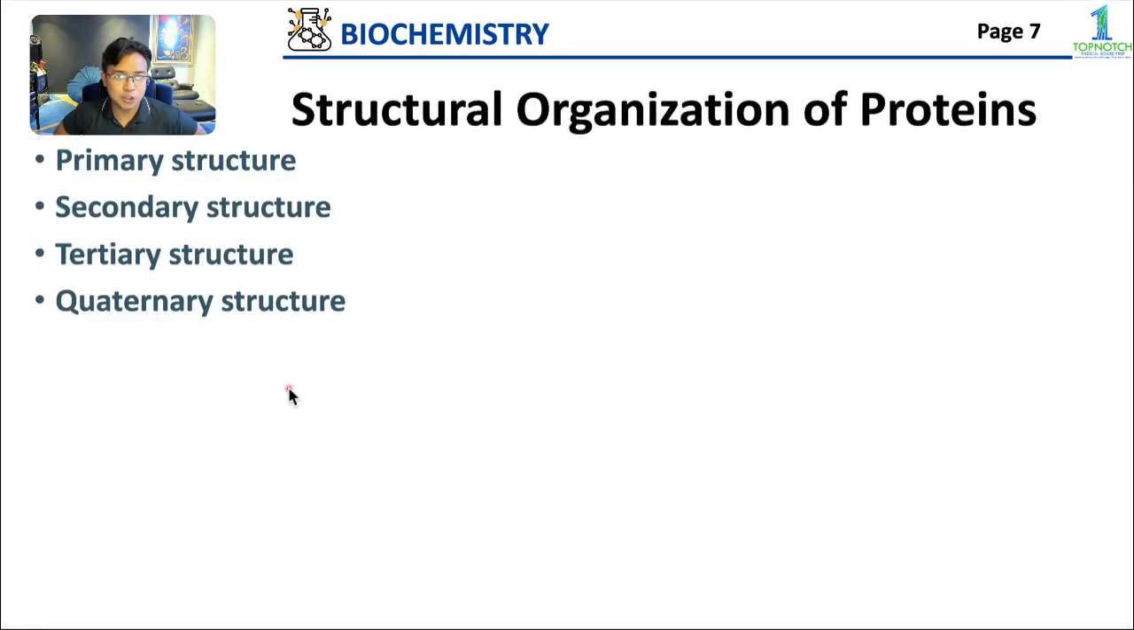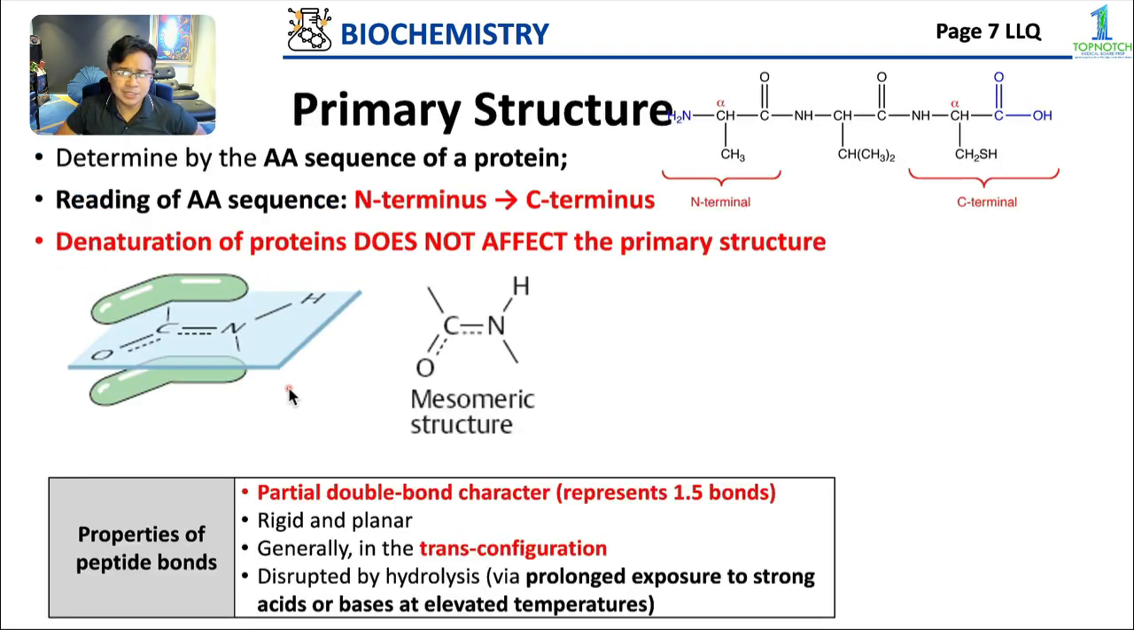Now we head to the structures of your proteins: primary structure, secondary structure, tertiary and quaternary structure. The primary structure is determined by the amino acid sequence itself. You read it from the N terminus, the first amino acid having the free amino group, going to the C terminus, the other end, kung saan it is the amino acid having the free carboxyl group. That is how you read your amino acid sequences. N terminus, C terminus. Para siyang amino acid.